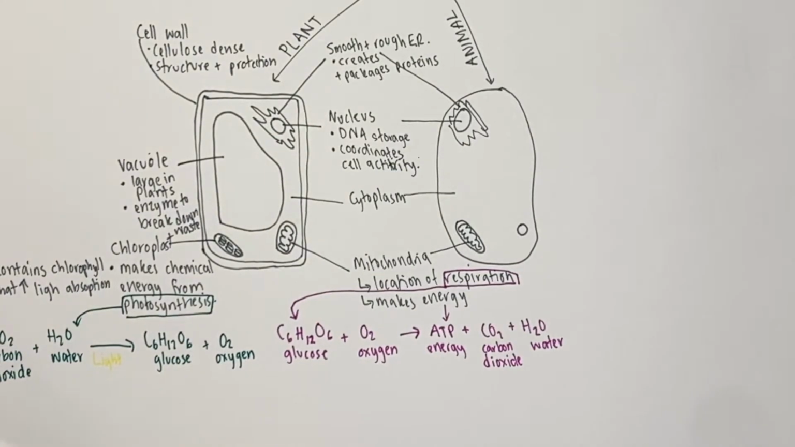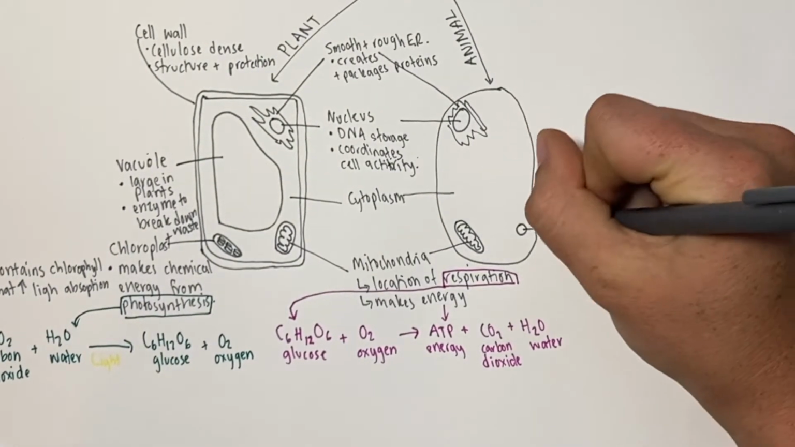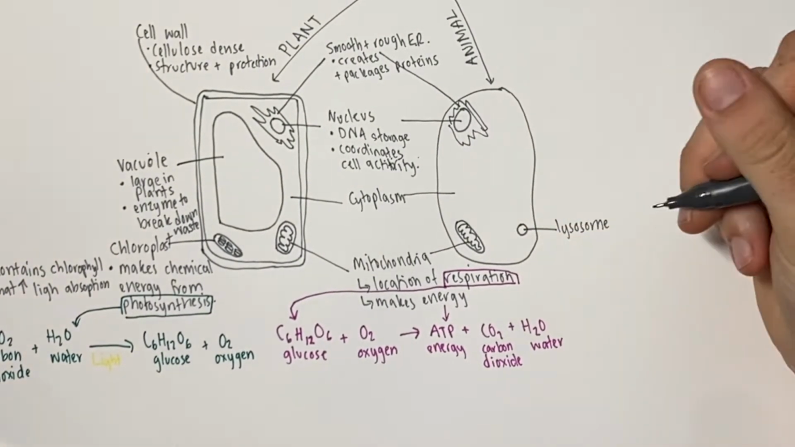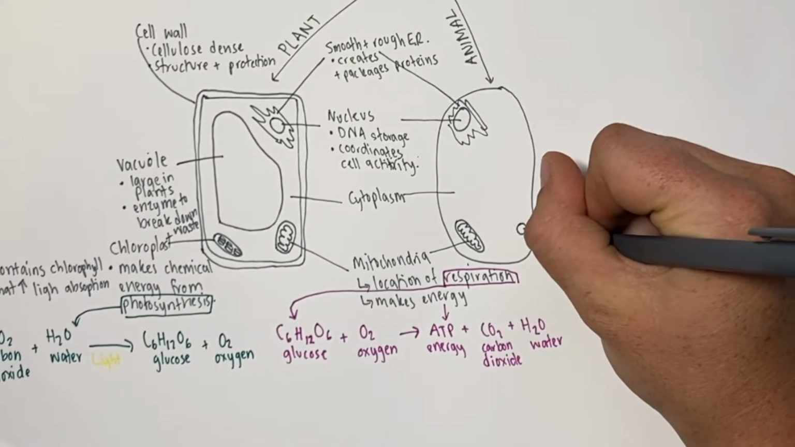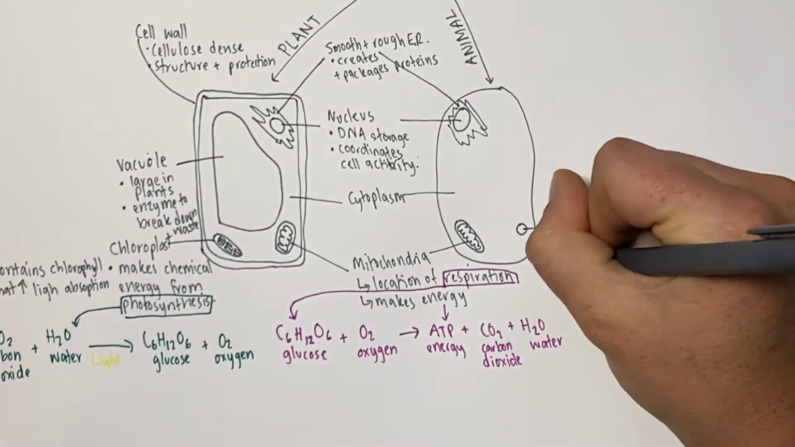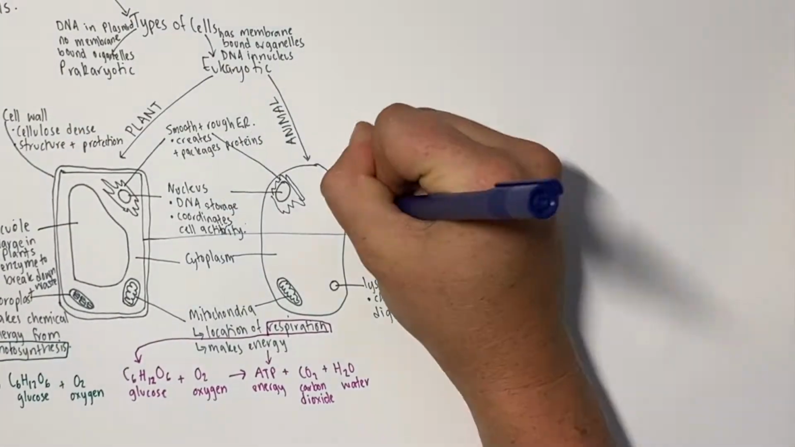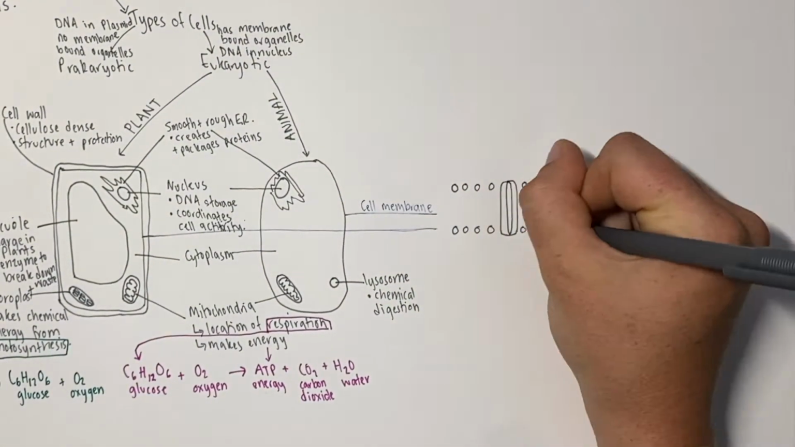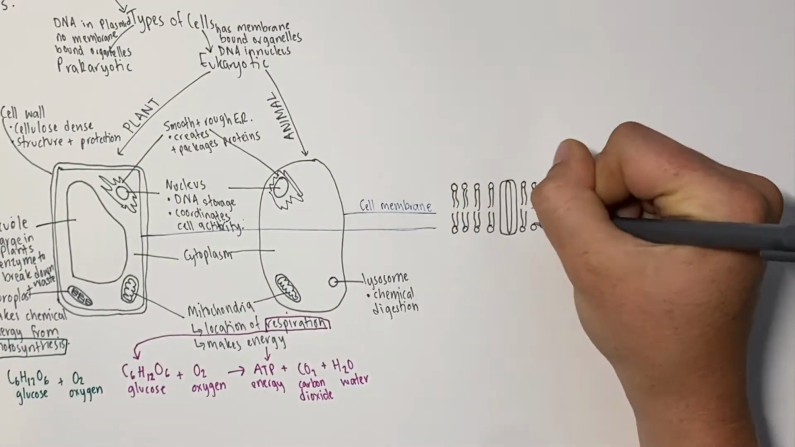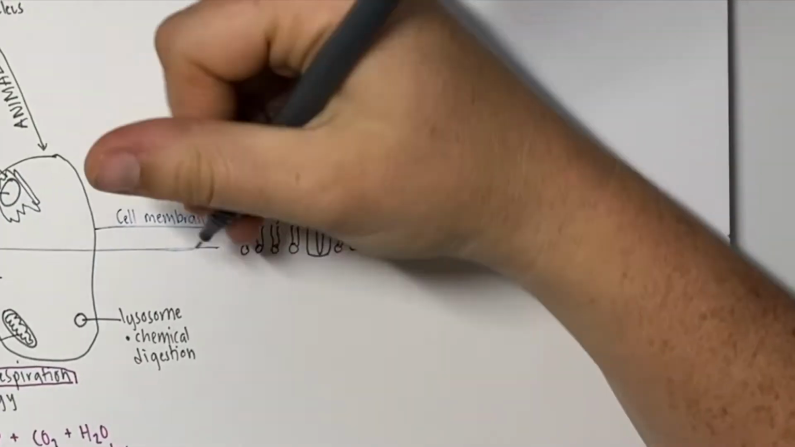The last organelle that we're going to look at between the plant and animal cell is the lysosome. The lysosome is the location of chemical digestion, primarily that of enzyme reactions within the cell. Next, we're going to look at the cell membrane, common across both plant and animal cells. Quickly draw that up.